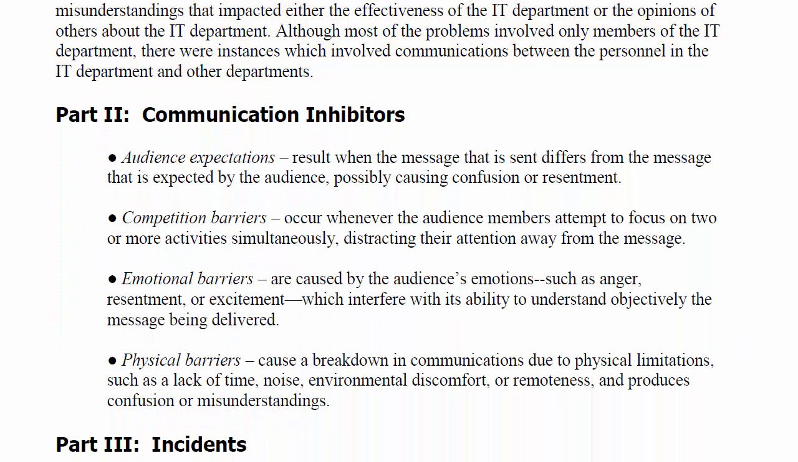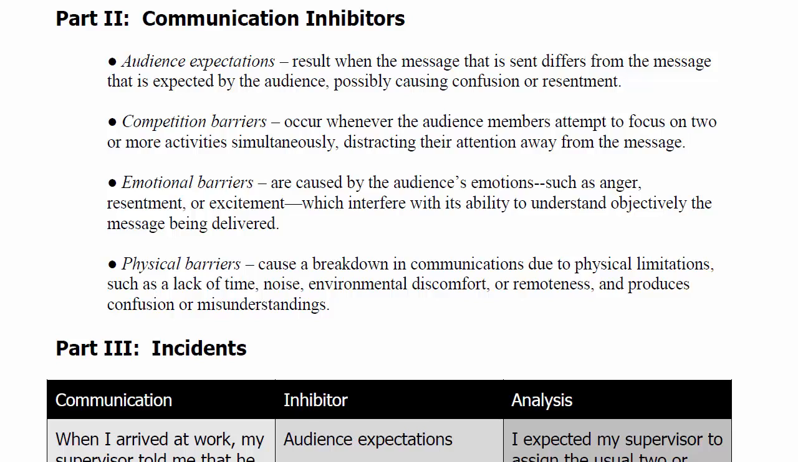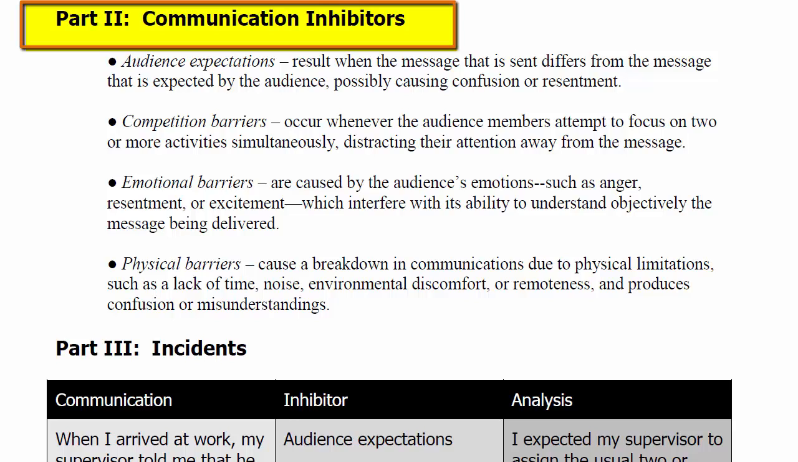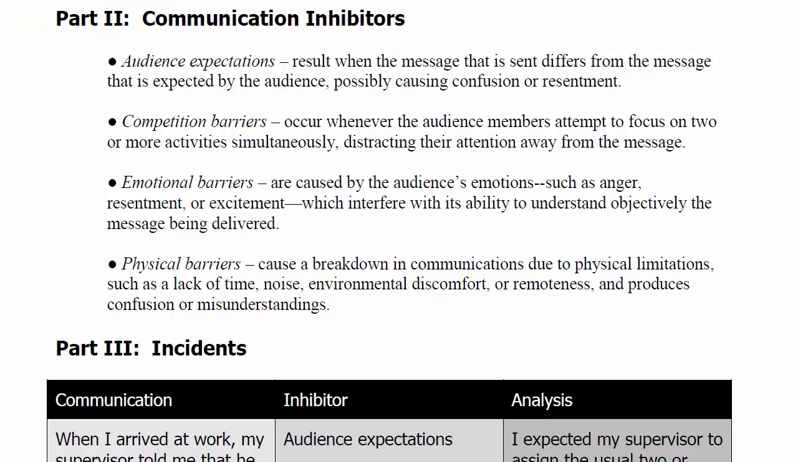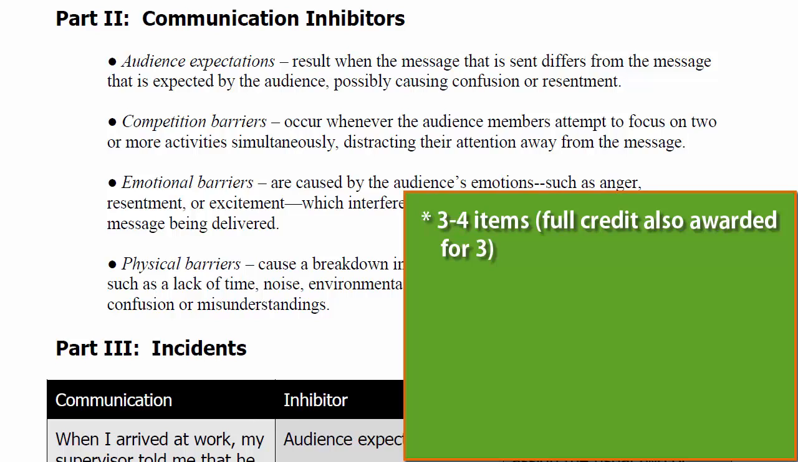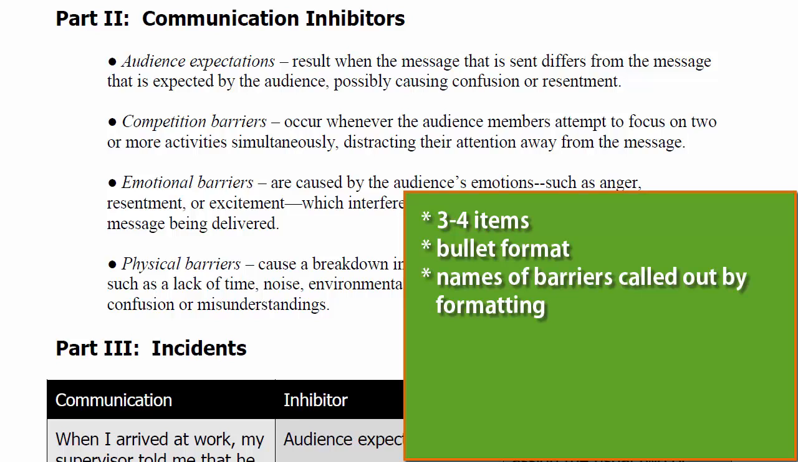Let's go to part 2, bullet list of communication inhibitors or barriers. You can call them either thing. Let's notice a few things about Barry's list. First, he's doing only 4, and that's fine. You'll get full credit if you do only 4. Second, it is indeed a bullet list. It doesn't matter what kind of bullet that you use, just that you use a bulleted type list or unordered list.